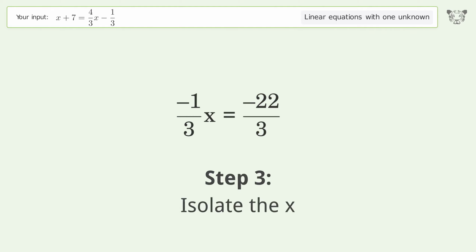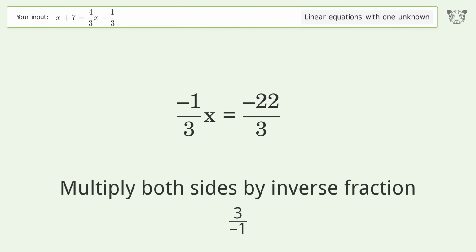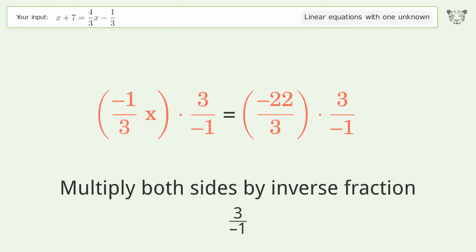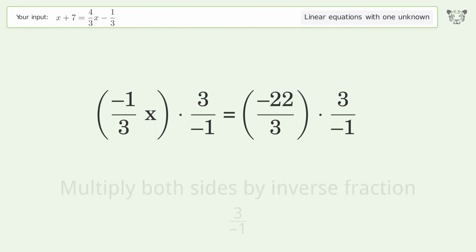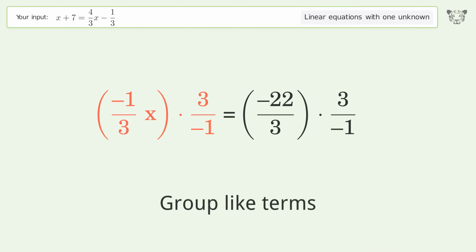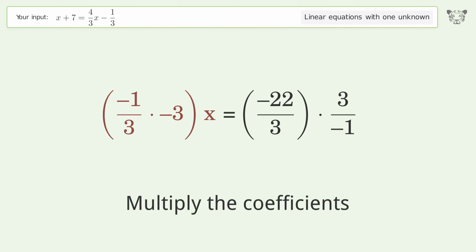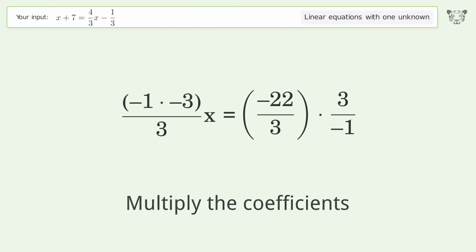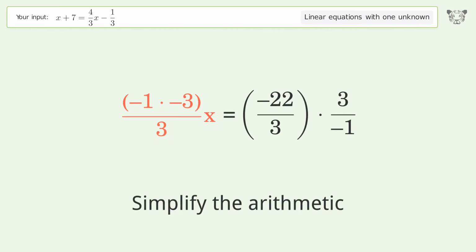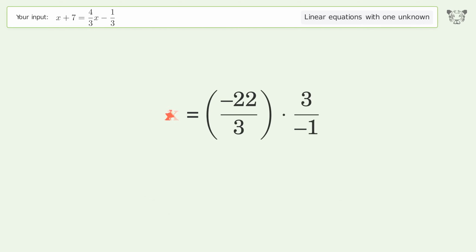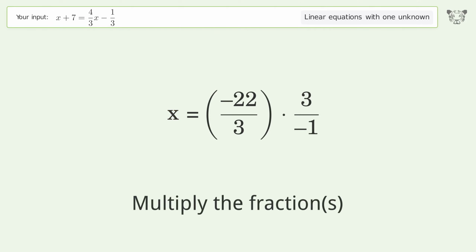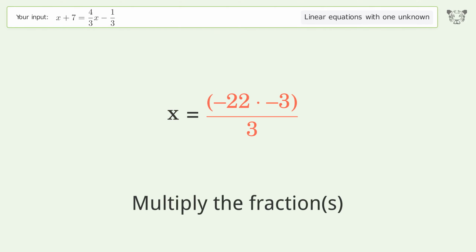Isolate the x. Multiply both sides by inverse fraction 3 over -1. Group like terms. Multiply the coefficients. Simplify the arithmetic. Multiply the fractions. Simplify the arithmetic.